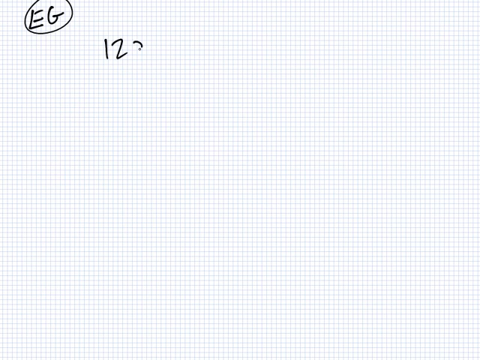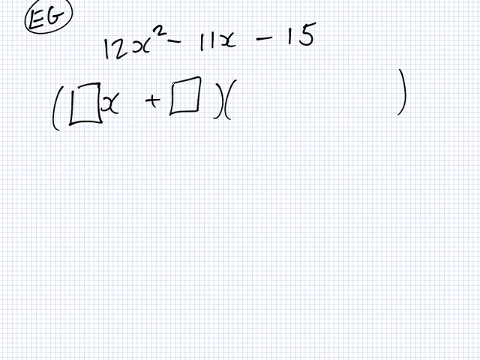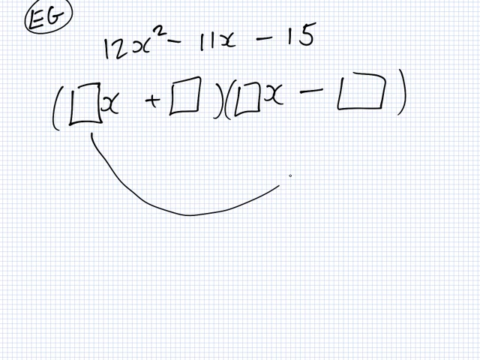Okay, 12x squared minus 11x minus 15. Right, something x plus something x minus another number here. And which one is the bigger one here? Minus, because they must add to make a minus. So this one here must multiply to make the bigger number. This one here must multiply to make the smaller number.